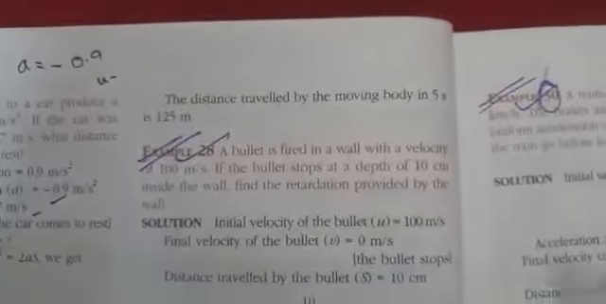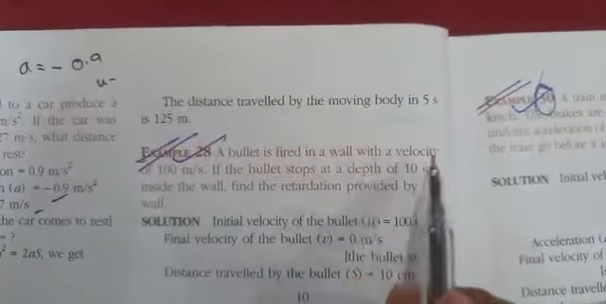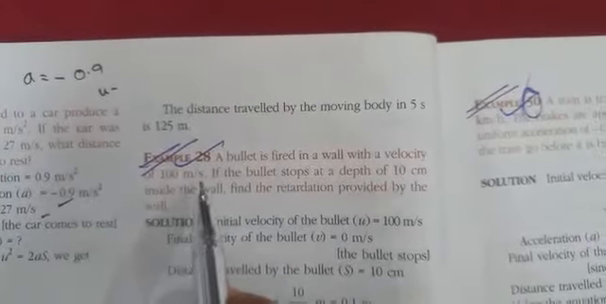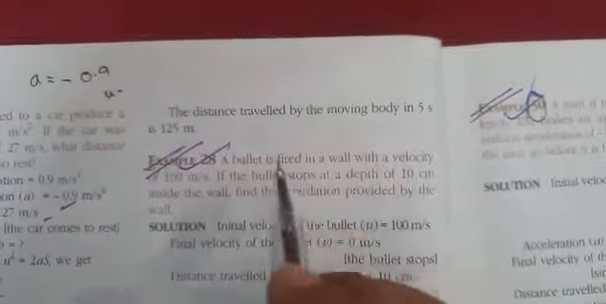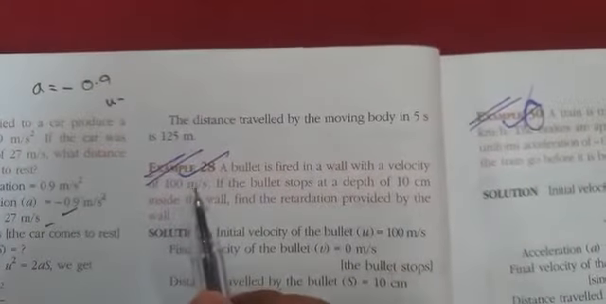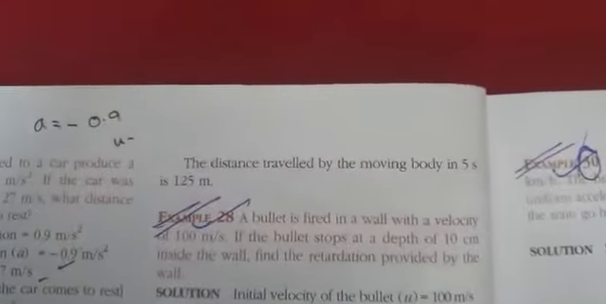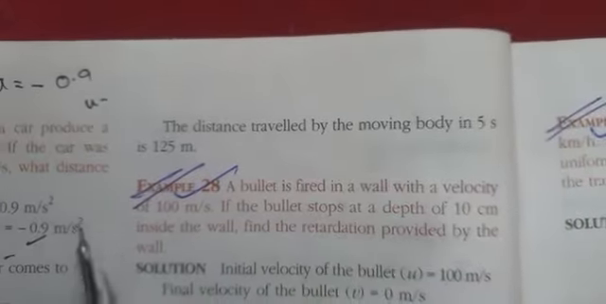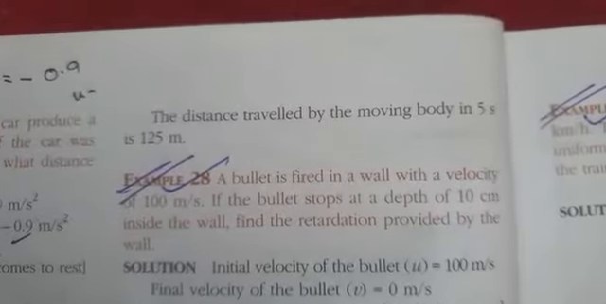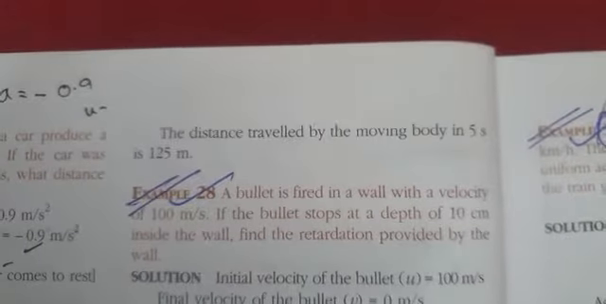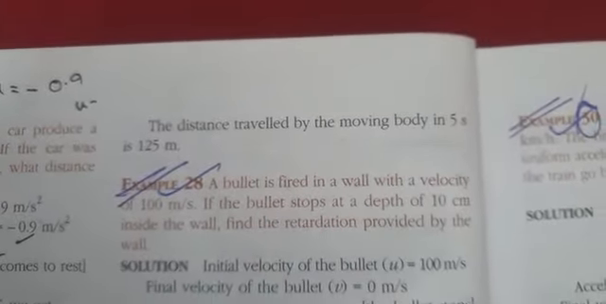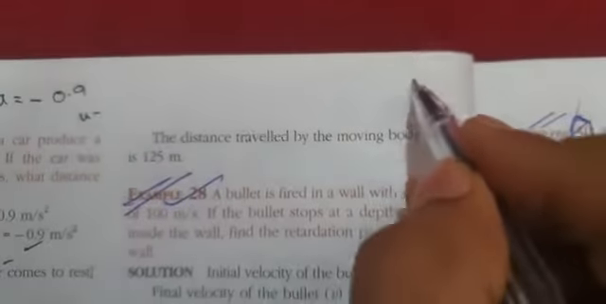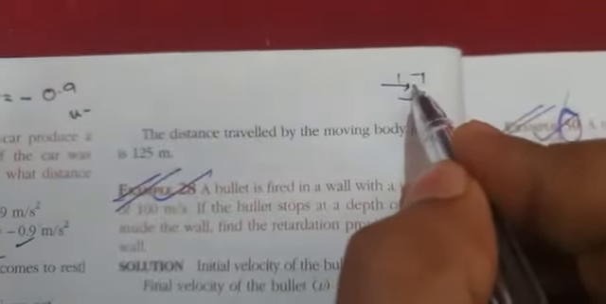Next sum. A bullet is fired in a wall with a velocity of 100 meter per second. Can you tell, is this initial velocity or final velocity? Initial. Bullet is fired, when it is entering inside. Right or wrong? It is entering with that velocity.